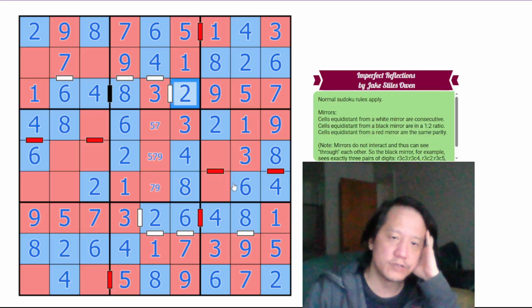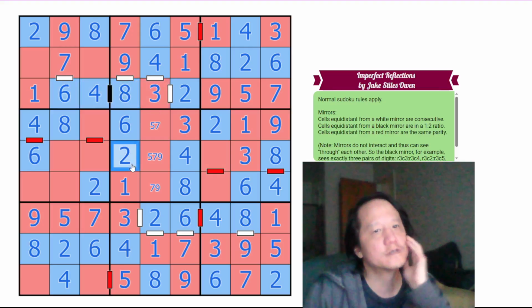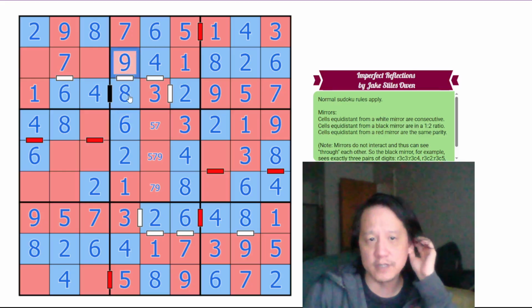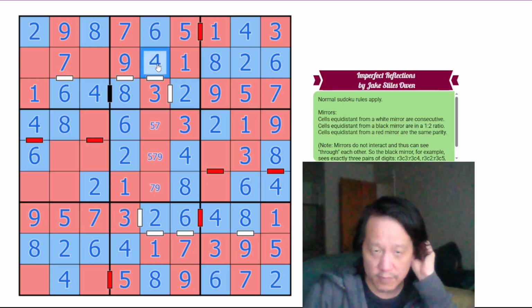1 is in the 1 to 2 ratio with 2. 6 and 3 are the 1 to 2 ratio, so is 4 and 8. Consecutive, 9 is consecutive with 8. 7 is consecutive with 6. 9 is consecutive with 8. 6 is with 5 or 7. 4 is with 3.